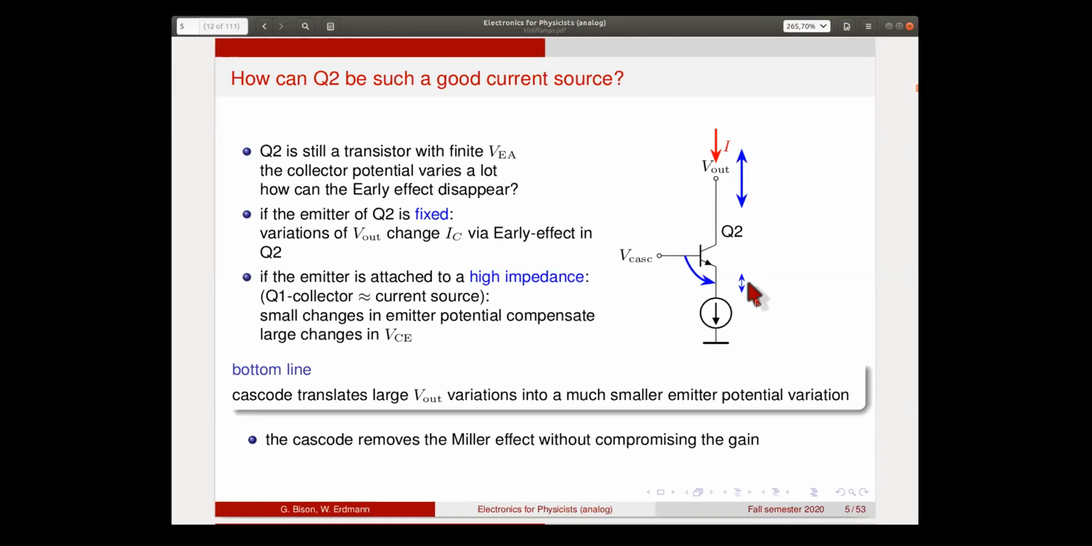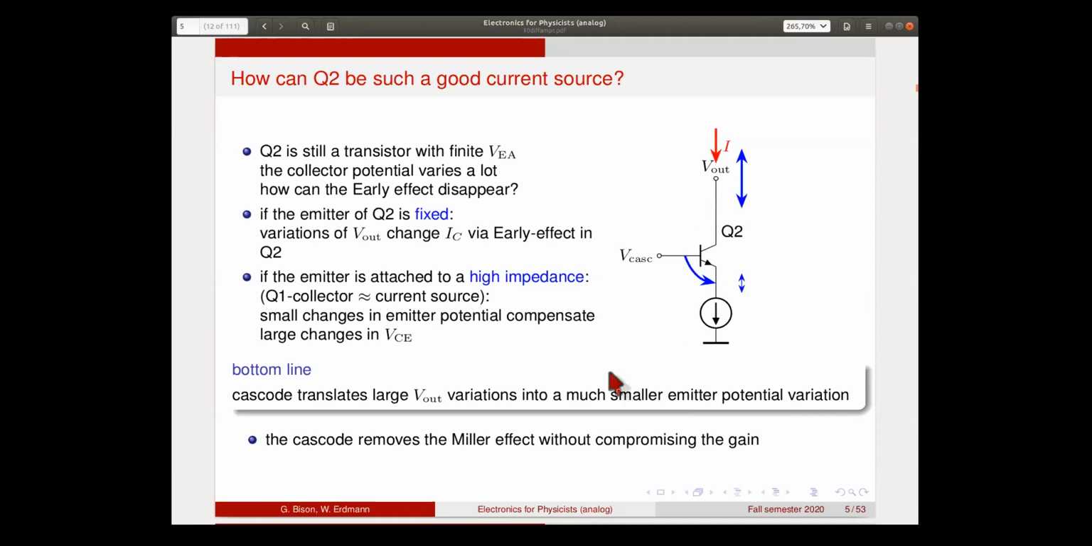But the situation now is slightly different. The bottom transistor, the input transistor, behaves more like a current source. So this is a high impedance point, which means that this transistor can compensate large current changes with small potential changes at this point. It doesn't need to change the collector voltage. So it basically compensates the voltage swings here by tiny voltage swings here.